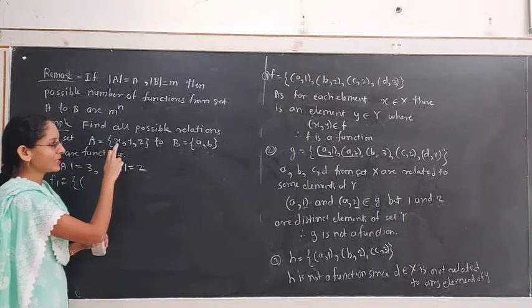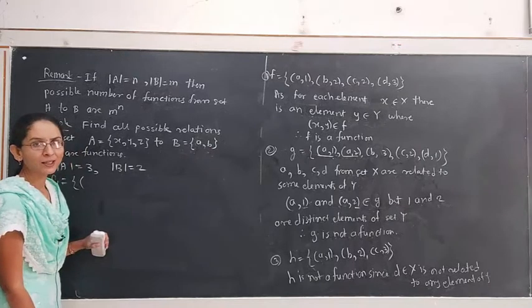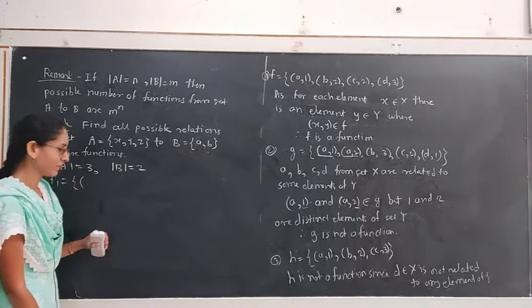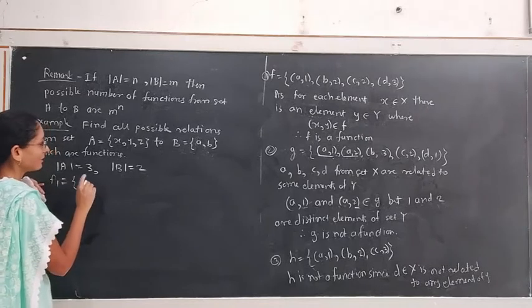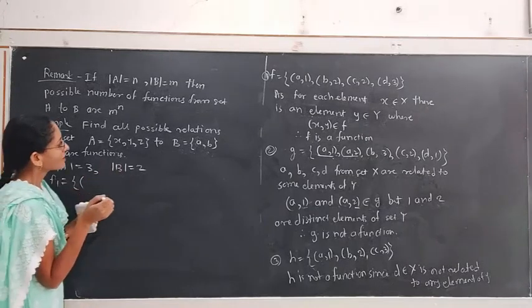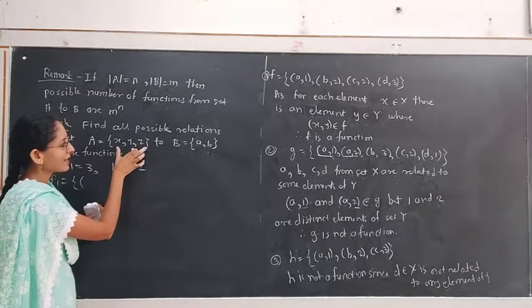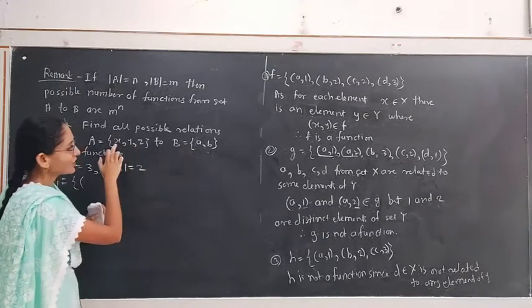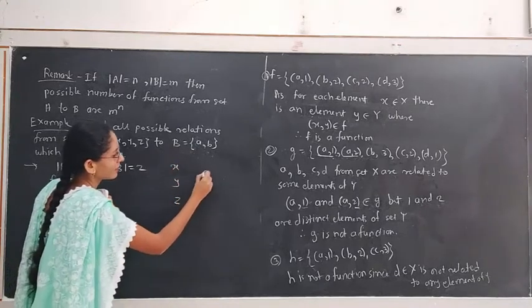If one element of set A is related to 2 elements of set B, then those 2 elements should be the same. The first possible relation, that is a function, is given as follows. We have 3 elements of set A. Hence, for each element there are 2 choices, for x, y and z.